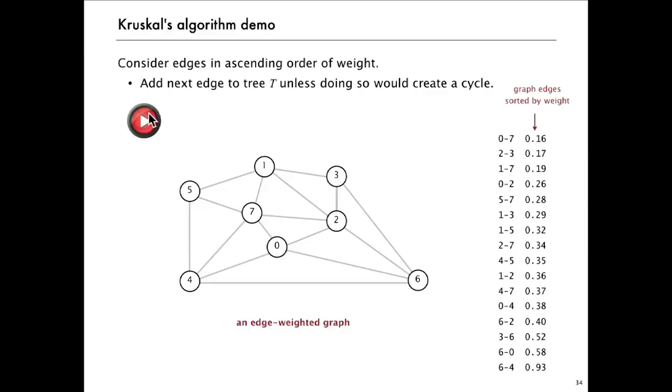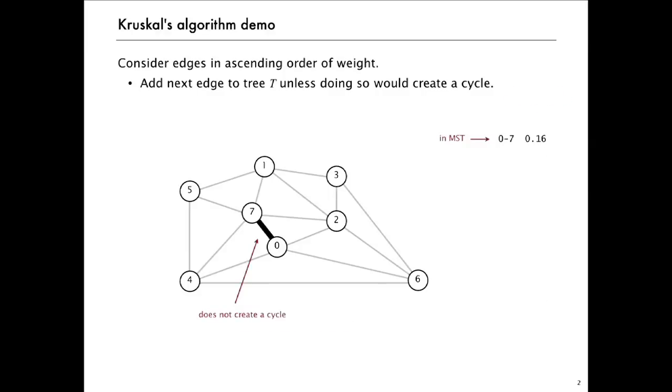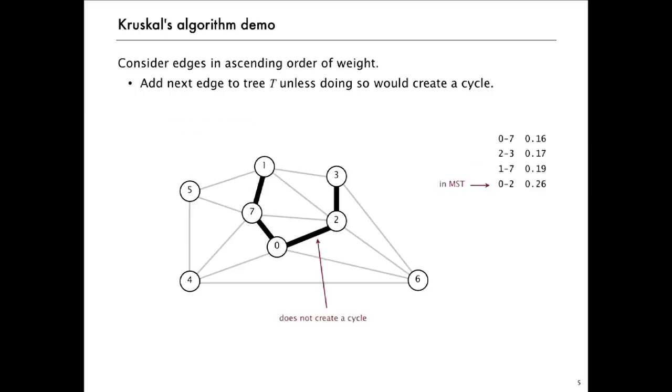Let's look at a demo of Kruskal's algorithm. Okay, so we have the edges sorted by weight, and we're going to take them in ascending order of weight. The smallest edge is in the MST, and so we add that to the tree. Doesn't create a cycle. Next smallest edge is 2, 3. That doesn't create a cycle. Next one is 1, 7. That's fine. Next one is 0, 2. Next one, 5, 7. Now, when we get to 1, 3, that one creates a cycle.